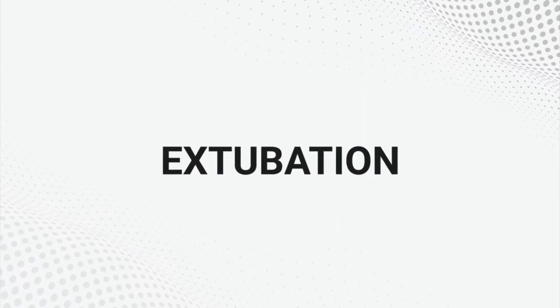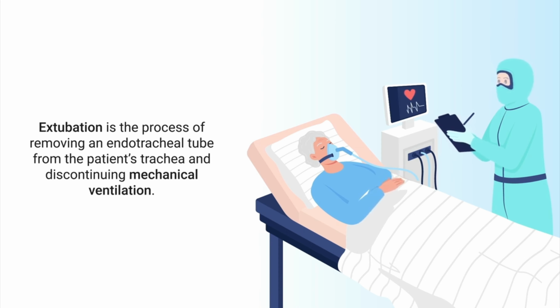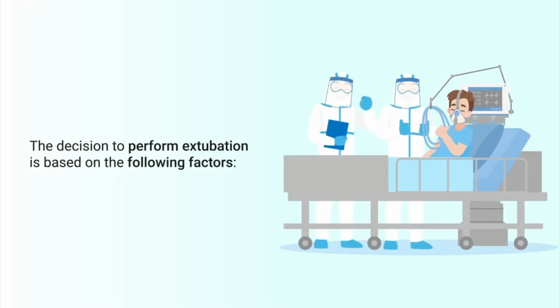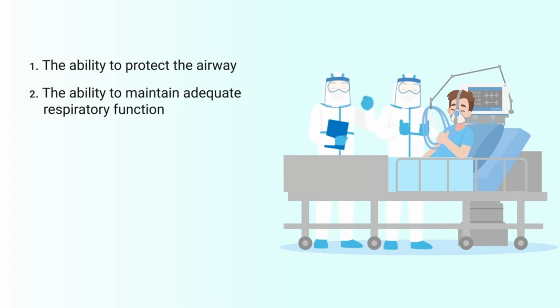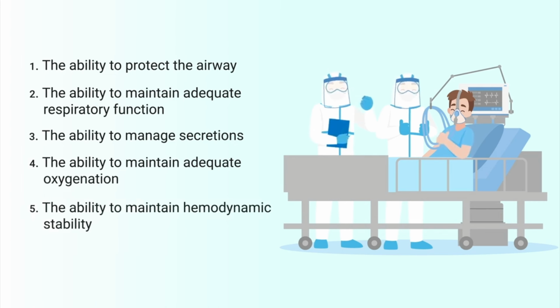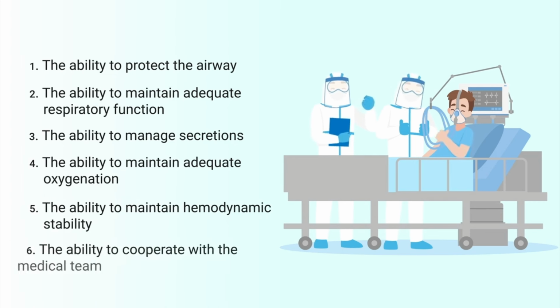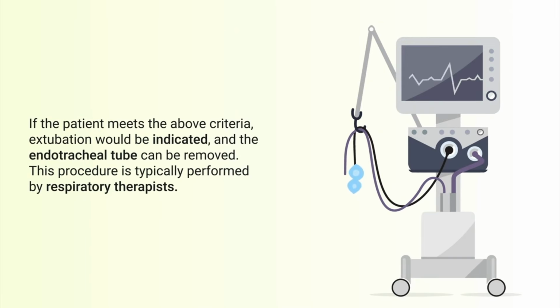And that leads to the next topic, which is extubation. Extubation is the process of removing an endotracheal tube from the patient's trachea and discontinuing mechanical ventilation. The decision to perform extubation is based on the following factors: the patient's ability to protect the airway, the ability to maintain adequate respiratory function, their ability to manage secretions, their ability to maintain adequate oxygenation, their ability to maintain hemodynamic stability, and their ability to cooperate with the medical team. If the patient meets the above criteria, extubation would be indicated and the endotracheal tube can be removed. This procedure is typically performed by respiratory therapists.